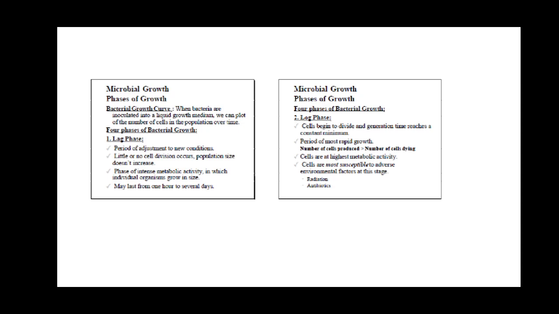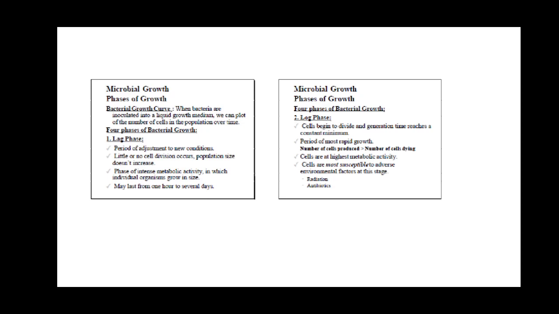Then the second phase, the log phase. In the log phase, cells begin to divide and generation time reaches a constant minimum. It is also called the exponential growth phase, in which cells start to divide and increase their progeny. So in the log phase, there is division of cells occurring. The generation time reaches a constant minimum. The period of most rapid growth is called the log phase. The number of cells produced is equal to the number of cells dying.